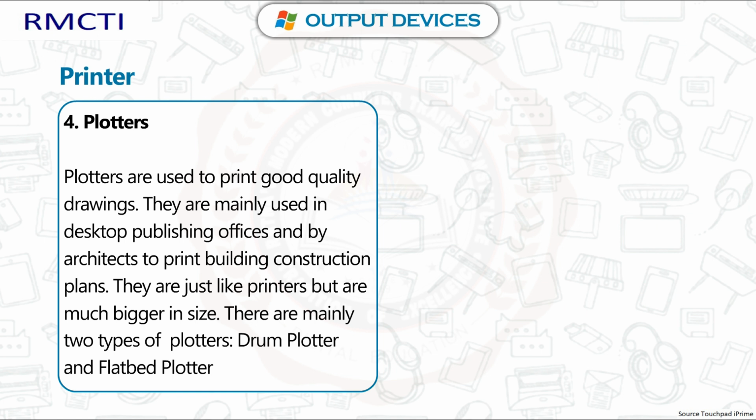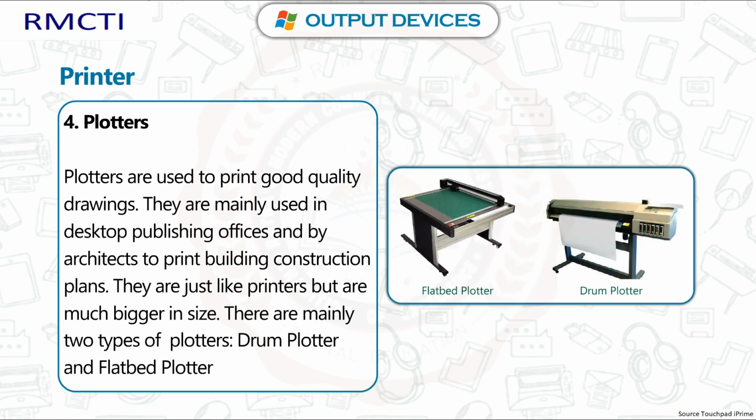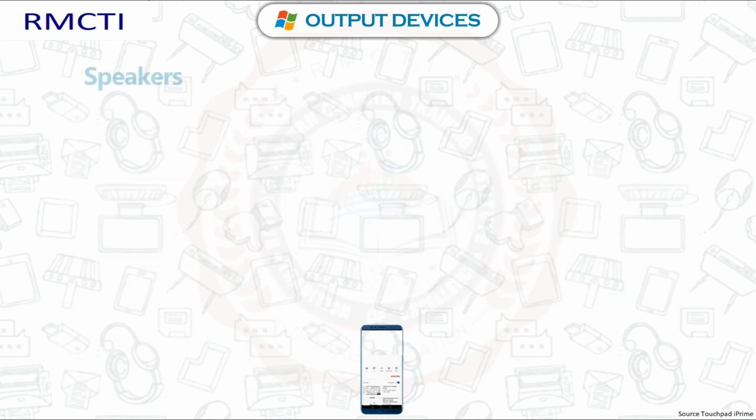4. Plotters. Plotters are used to print good quality drawings. They are mainly used in desktop publishing offices and by architects to print building construction plans. They are just like printers but are much bigger in size. There are mainly two types of plotters, drum plotter and flatbed plotter.